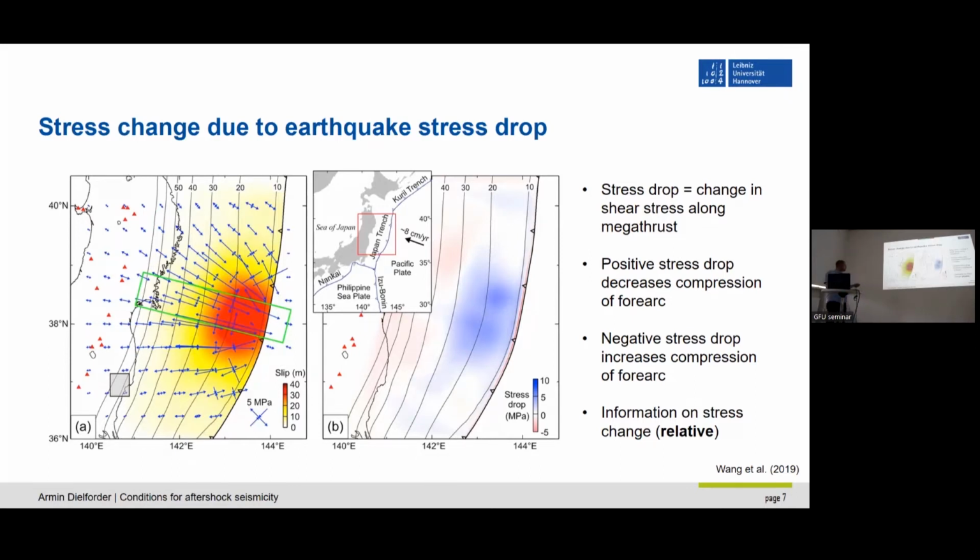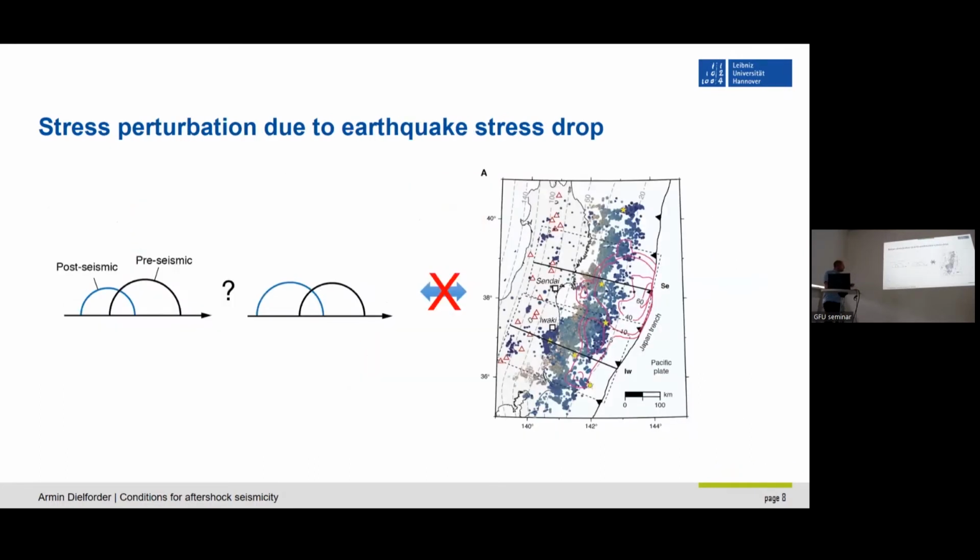One issue with that is that these stress drop calculations give you just information on relative change in stress. It just tells you that the stress either increased or decreased, but we don't know the exact value of stress before the earthquake and after the earthquake. If you represent it in a Mohr circle diagram, we know we have a preseismic state of stress and a post-seismic state of stress, but we don't know the magnitudes. We cannot tell you if it was like this or maybe like that. And this doesn't help us to understand the distribution of aftershocks.